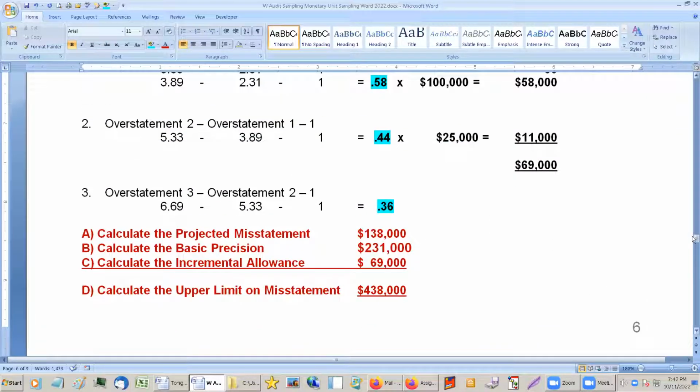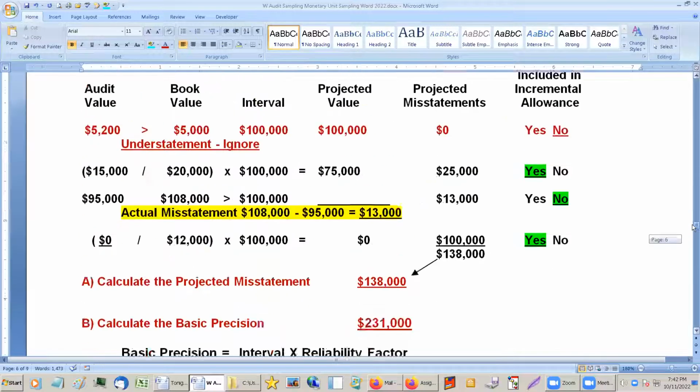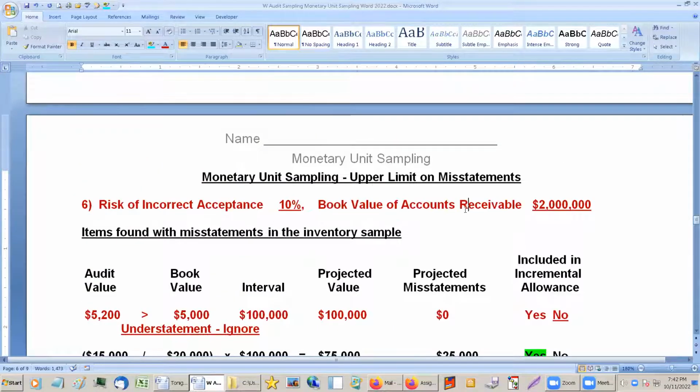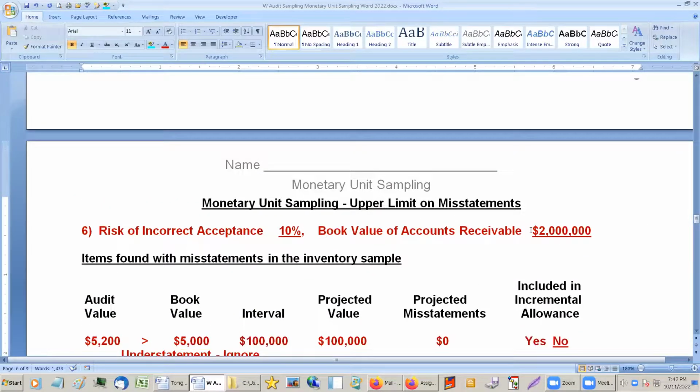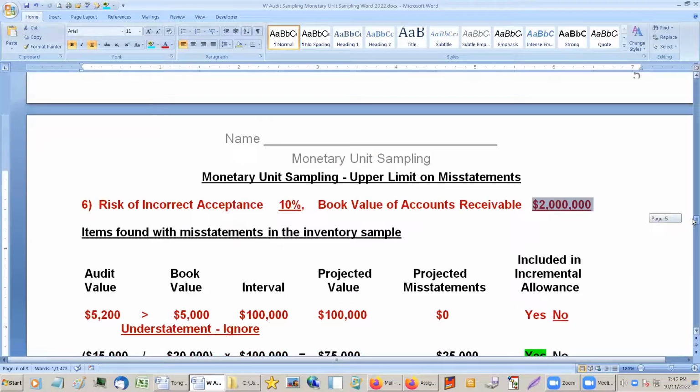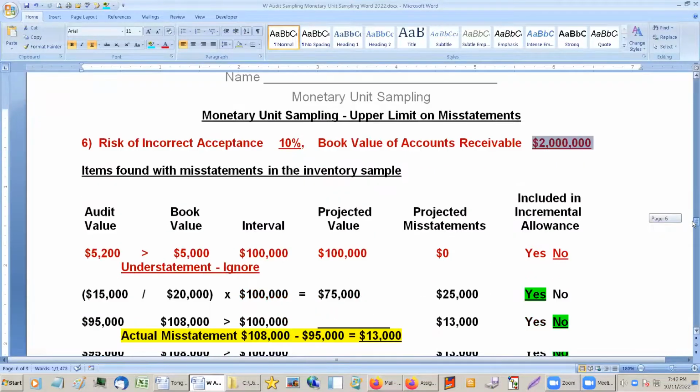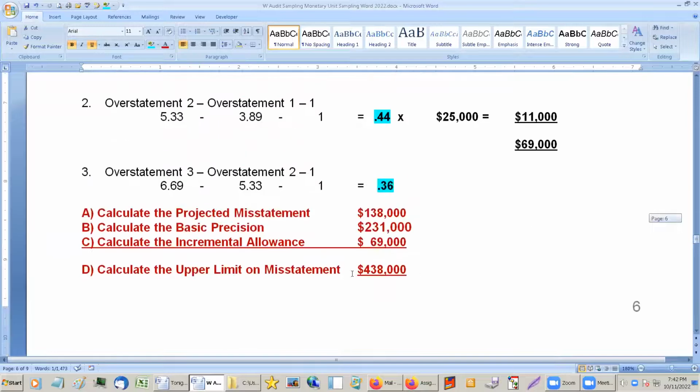The question is, is that material? Well, the accounts receivable are 2 million. I would probably say that would be material. I don't know the circumstances, but if you have something on account for $2 million and it's off by close to $500,000, it's probably material. But again, that's a judgment call. Is it material? It probably is.